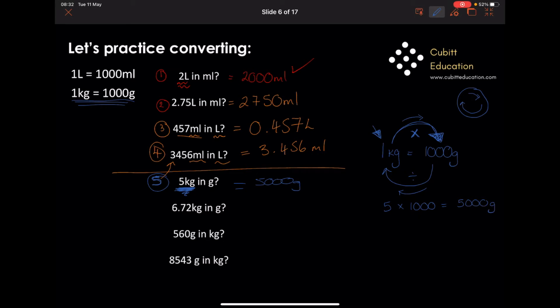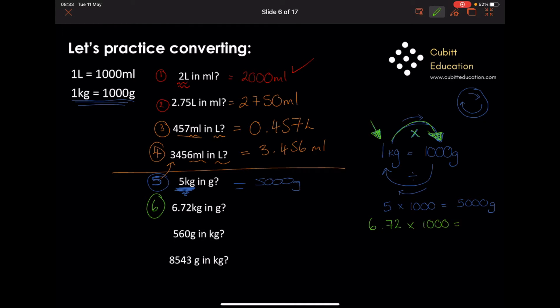Okay? For question number 6, and I'll use green, it says 6.72 kilograms in grams. So again, we are on this side, we're in kilograms, and we want to get to this side, to grams. So again, we have to times.